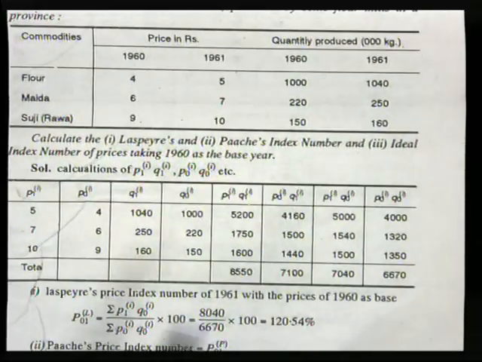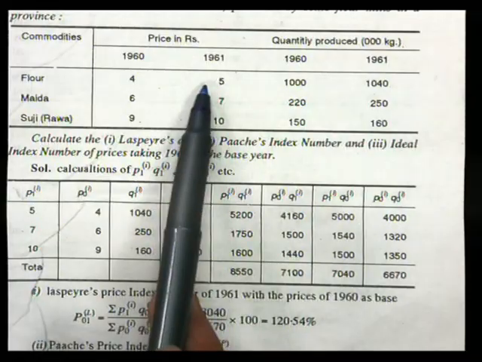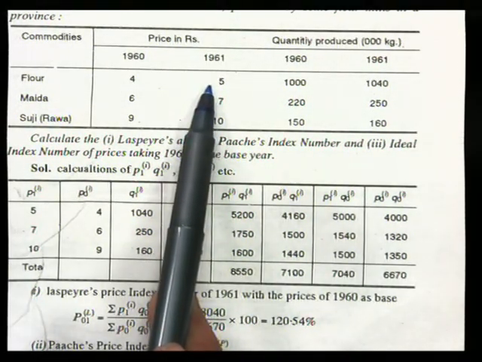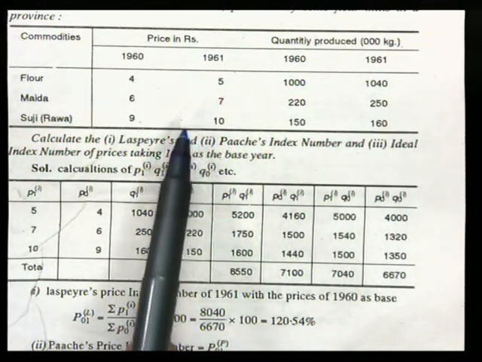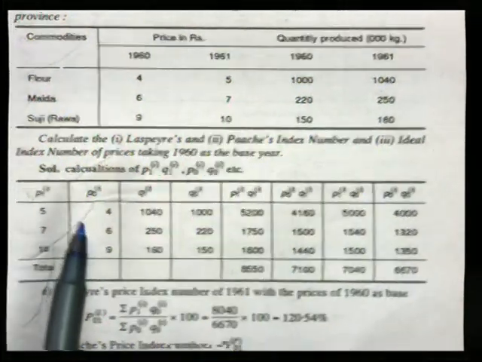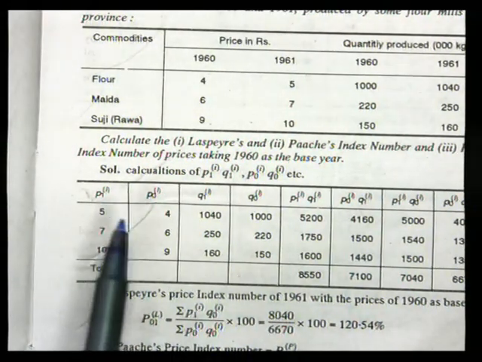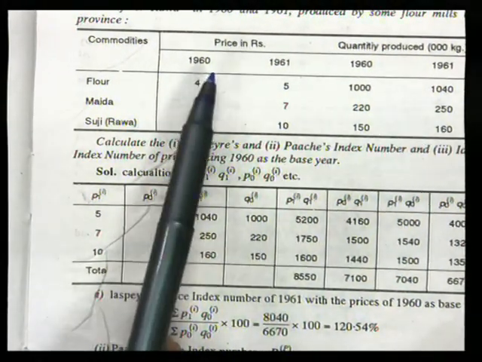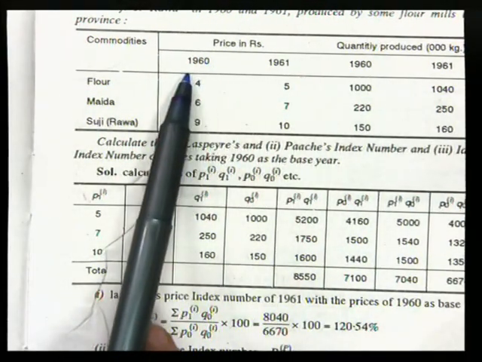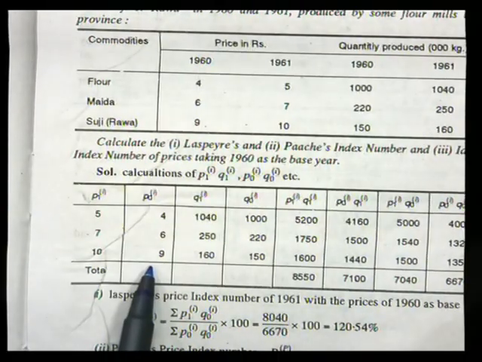So for P1 the values corresponding to 1961, the prices are known as P1, 5, 7 and 10. We will write down these values here in the first column, that is 5, 7 and 10. Okay. Now here P0, that is prices in rupees for 1960, base year quantity. So 4, 6 and 9 we substitute here.